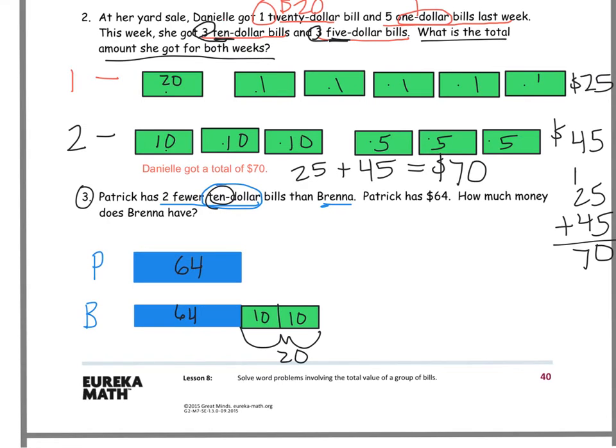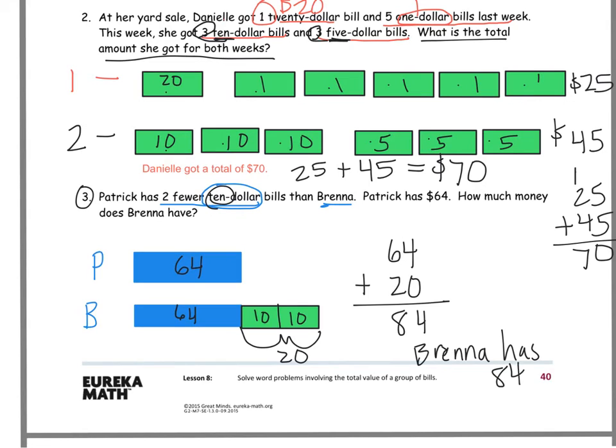So now, how do I find out how much Brenna has? Well, I know she has 64. Because she had 2 10s more, so she has at least $64 plus the additional 2 10s. And that's going to give me 84. So Brenna has $84.